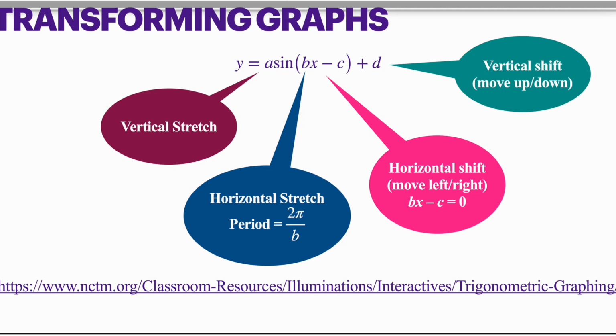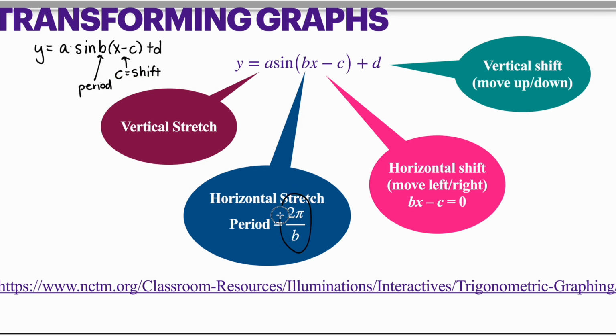There is one other way you might see this written as well. It might be written as y equals a times sine of b, and then parentheses x minus c, plus d. In that case, c is automatically the shift. You don't have to set it equal to 0. And b is automatically going to be the period.